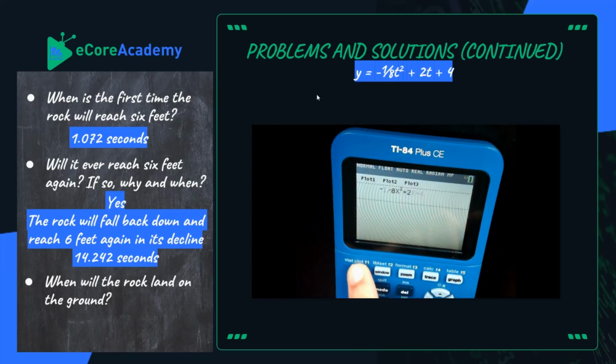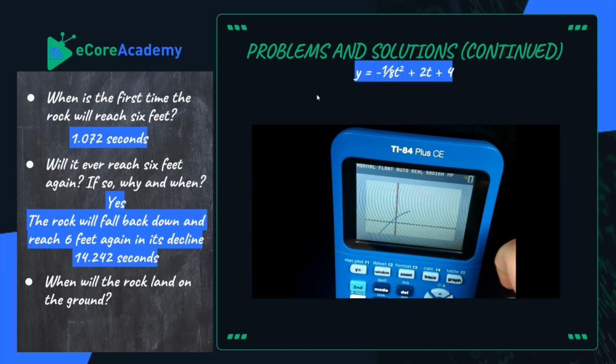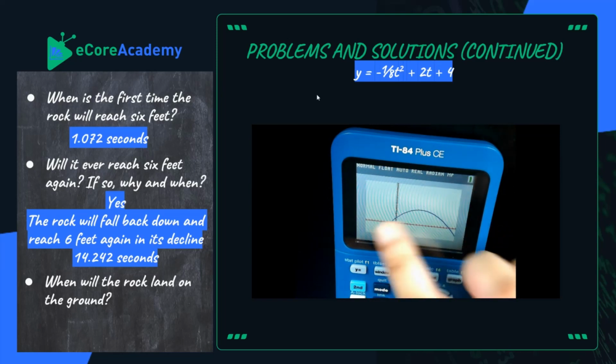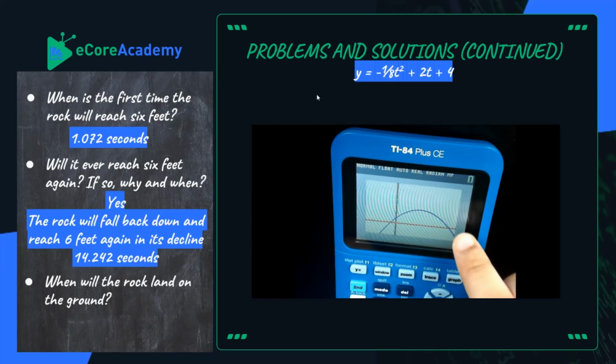So in order to do that, you want to go to your y equals, go to your y2, and clear this 6 out and put 0, because remember, y equals 0 is your x-axis. Hit graph, you'll get your parabola again, and then you will get your horizontal line graphed through the parabola.